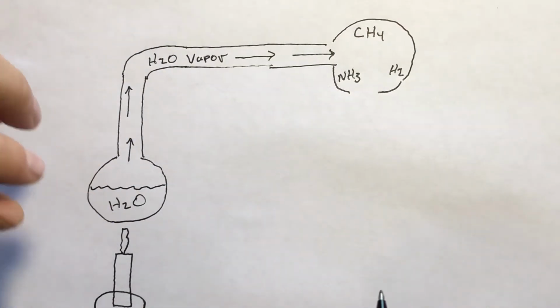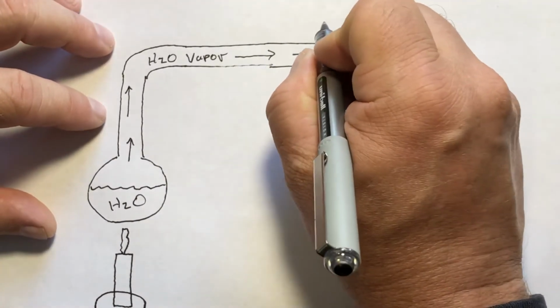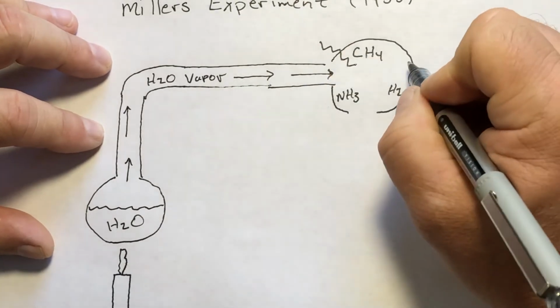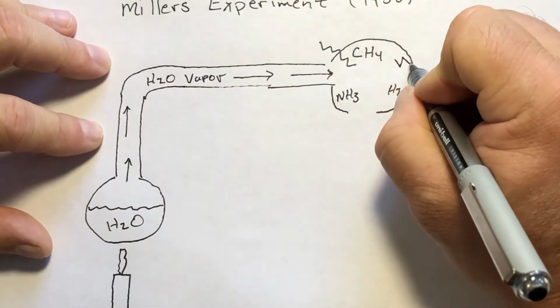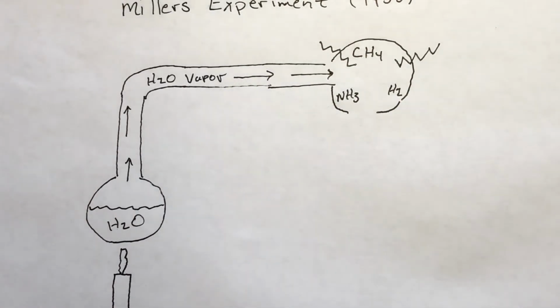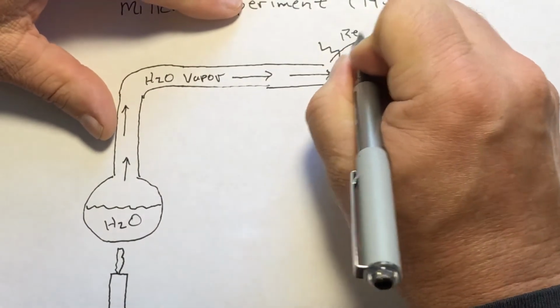He also needed an energy source. And so the energy source that Miller introduced was an electrical spark. And that electrical spark really is meant to be an analogy to lightning, one possible energy source that could have helped jumpstart these chemical reactions in the Earth's primitive atmosphere. So this is his reducing atmosphere, essentially.